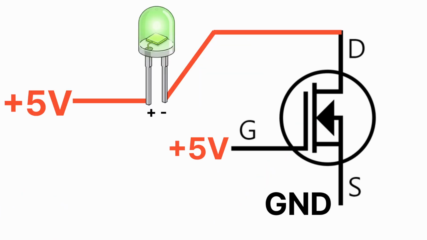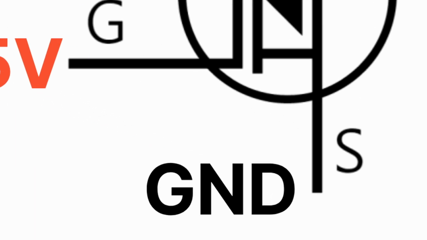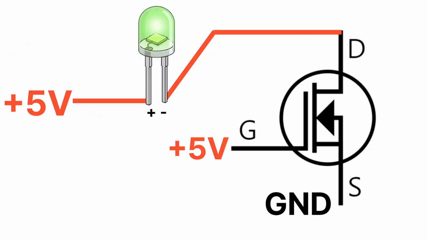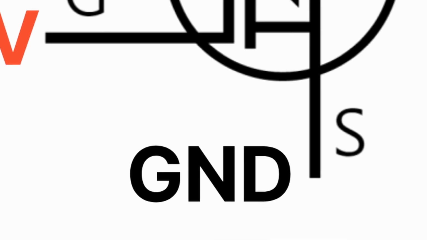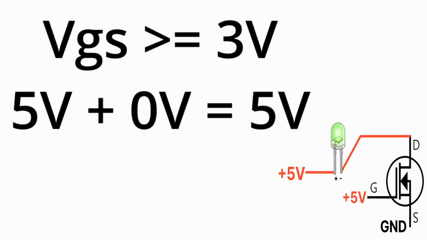Why does it work just by changing the connection method? It's because the source is connected to ground. In this case, no matter what voltage is applied to the gate, the source is always 0 volt. Therefore, for gate source voltage, we only need to worry about the gate voltage.